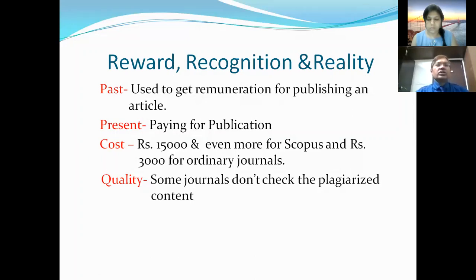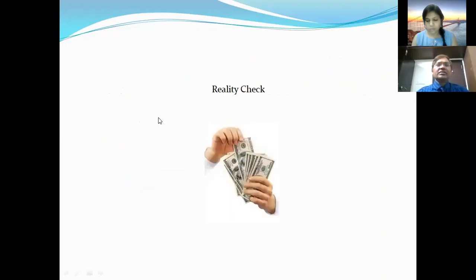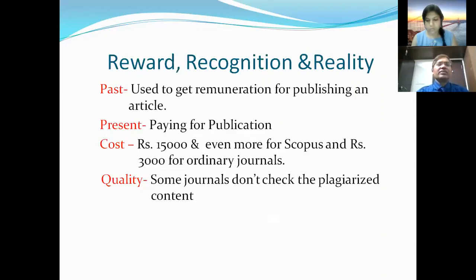So the minimum cost right now that people are asking, for example, if you take Scopus, they're asking 15,000 rupees for publication, and ordinary journals are asking some 3,000 to 5,000, and that is just a starting price. What I believe, 15,000 is a starting price. There are some journals which demand even 70,000 or 80,000 for publication of an article. Some journals don't check for plagiarized content. Many journals just take the money and publish the content. So these are the things which are going on right now.